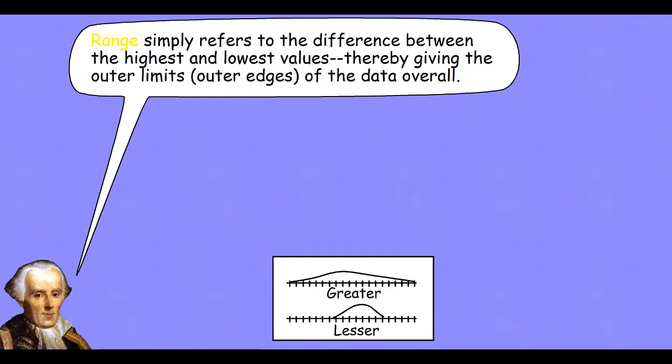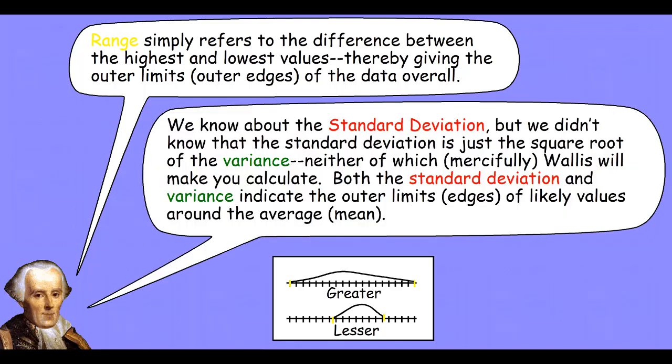Range simply refers to the difference between the highest and lowest values. It thereby gives you the outer limits or outer edges of the data overall. We already know a little bit about the standard deviation, but we didn't know that the standard deviation is just the square root of the variance. Now, I'm not going to make you calculate either of those, though I will go through calculations of the variance.